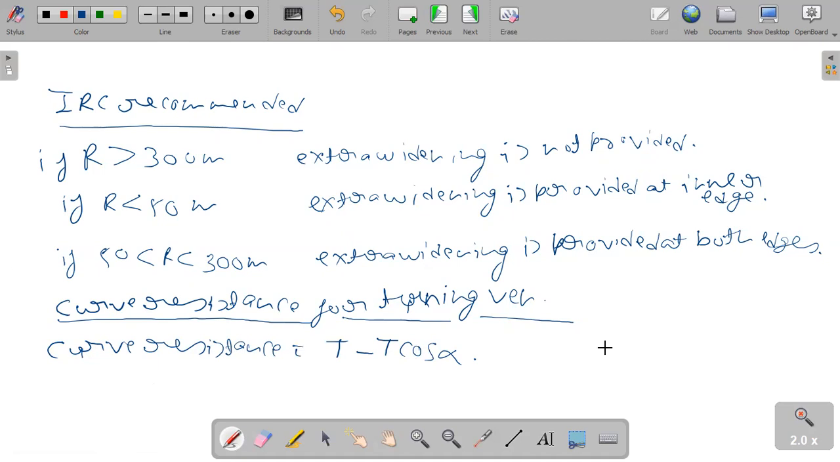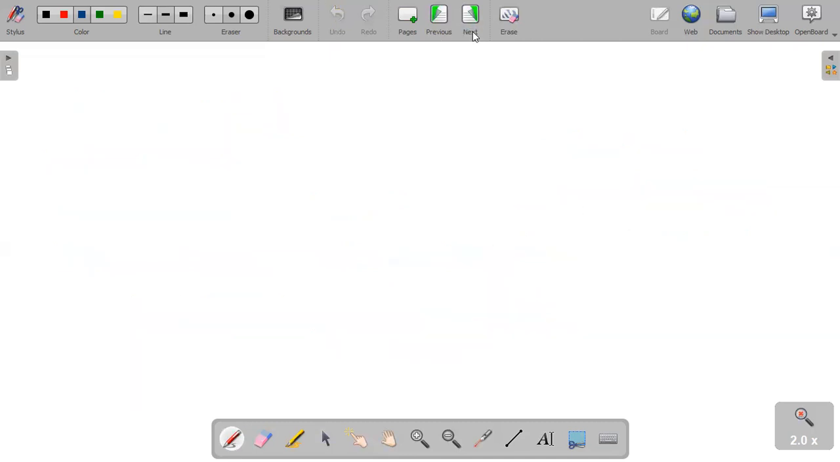Let's move forward to our next topic, which is gradient compensation at curves on hill roads.